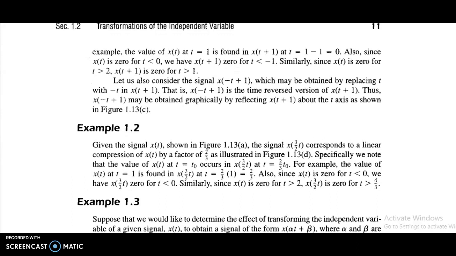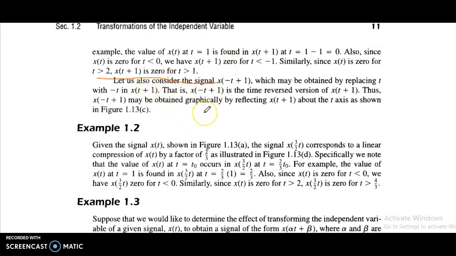For example, the value of x of t at t equal to 1 is found in x of t plus 1 at t equal to 1 minus 1, equal to 0. Also, since x of t is 0 for t less than 0, we have x of t plus 1 equal to 0 for t less than minus 1. Similarly, since x of t is 0 for t greater than 2, x of t plus 1 is 0 for t greater than 1.